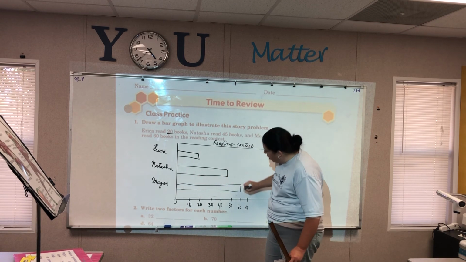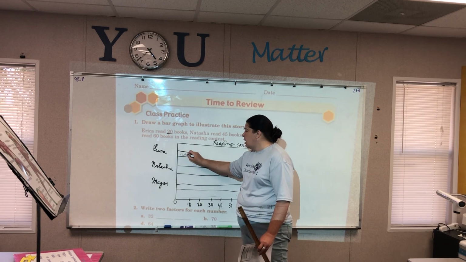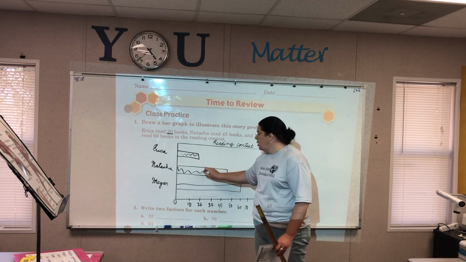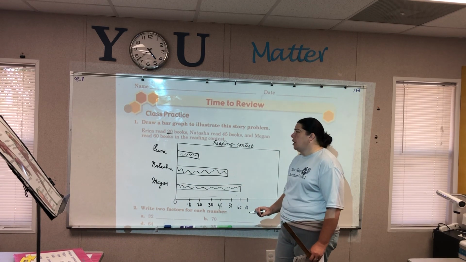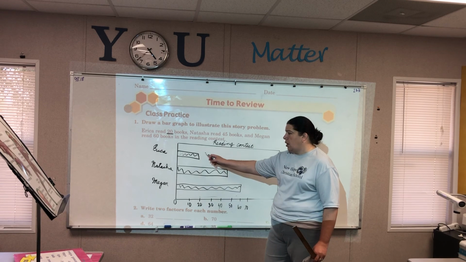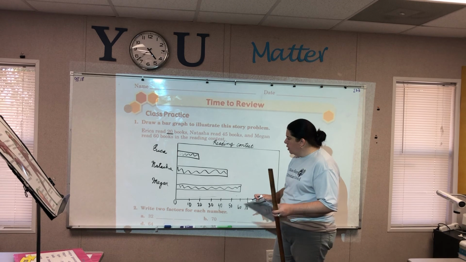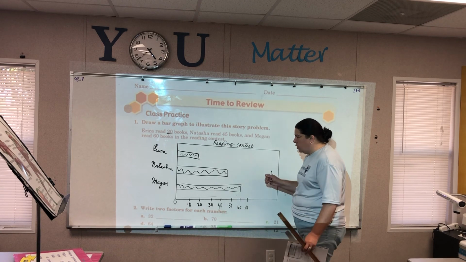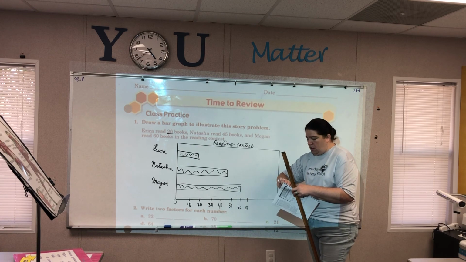Okay? Again, not perfect. On your paper, go ahead and shade this in. This way you can now easily see that Megan read many more books than Erica. And Natasha was just in between. Okay? And that will be your graph. I'm going to erase this.